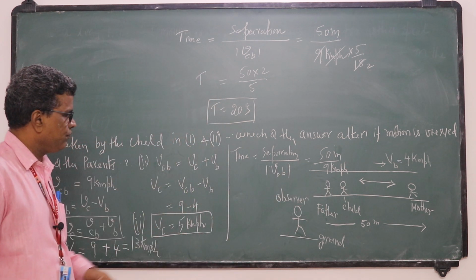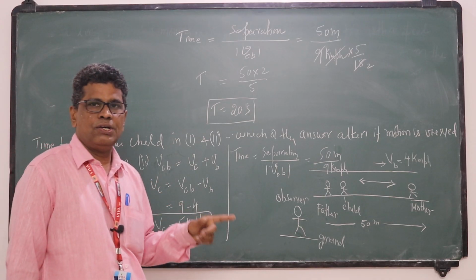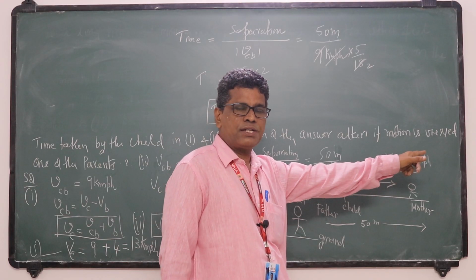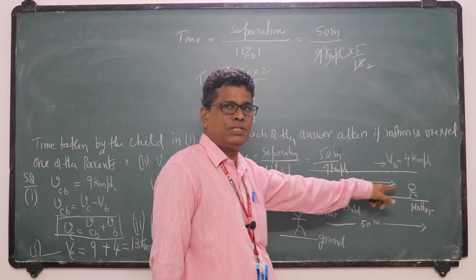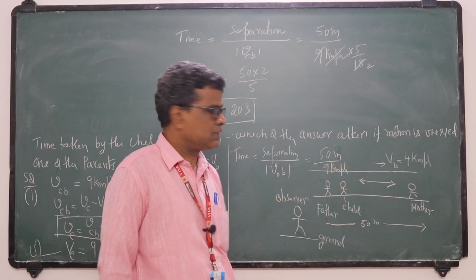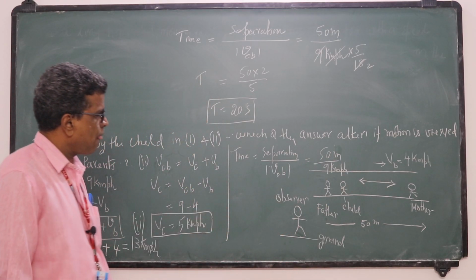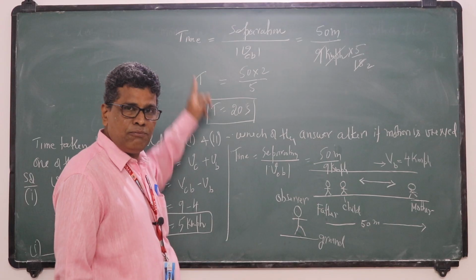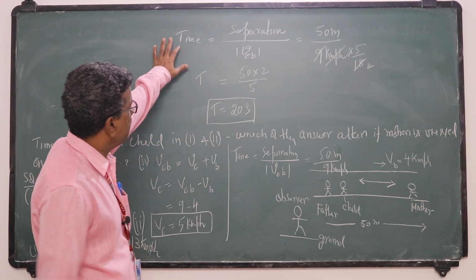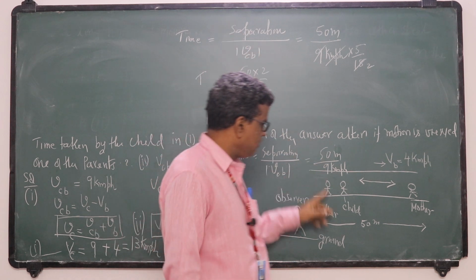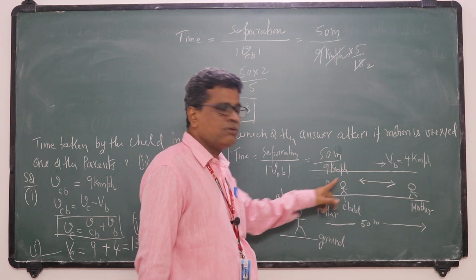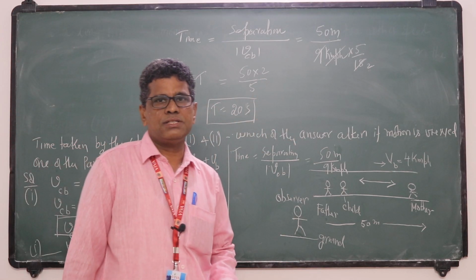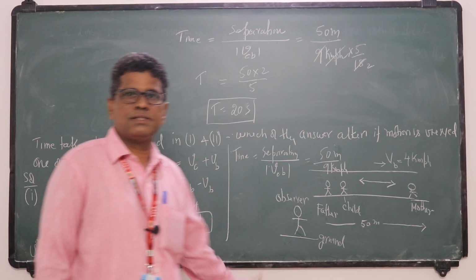In cases 1 and 2, the velocity of the child with respect to his father, if he moves in the direction of motion of the belt or opposite to the direction of motion of the belt, will change. 1 and 2 change, no doubt. And the third one, time, won't change, because the separation between father and mother is fixed with respect to the belt. So 1 and 2 alter, the third one remains the same.